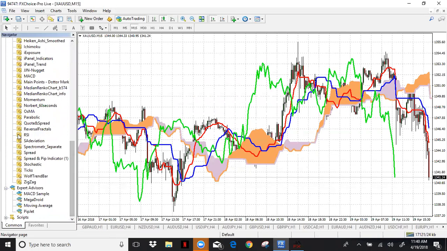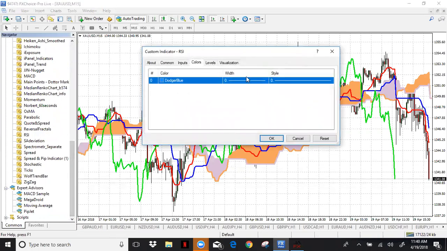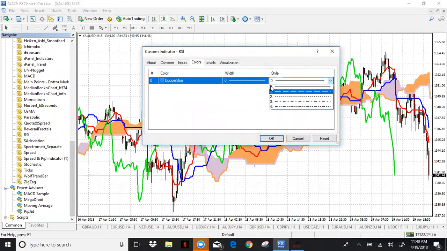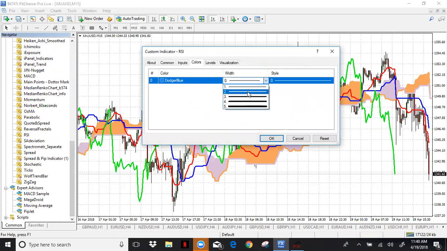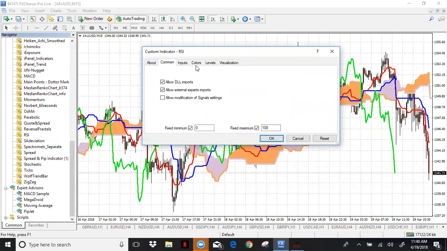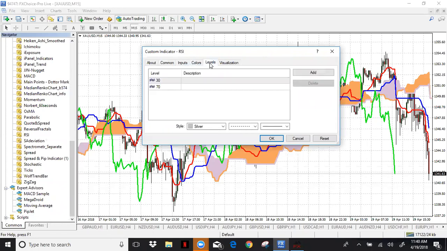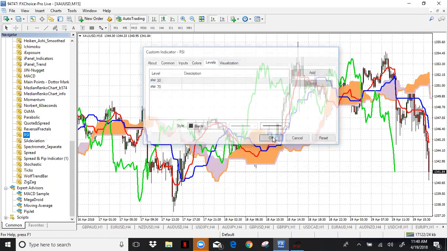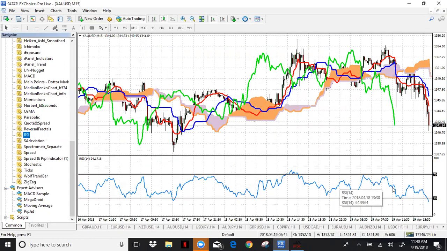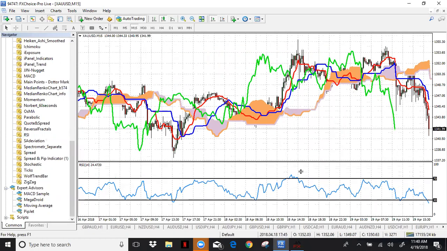The second thing I have is my RSI. I like to make this a little bit thicker just for me because I'm blind. For levels, I change this to black and make it a little bit thicker so that I can see it instead of it being gray. I also use something called reverse fractals, which for some reason a lot of people don't have.